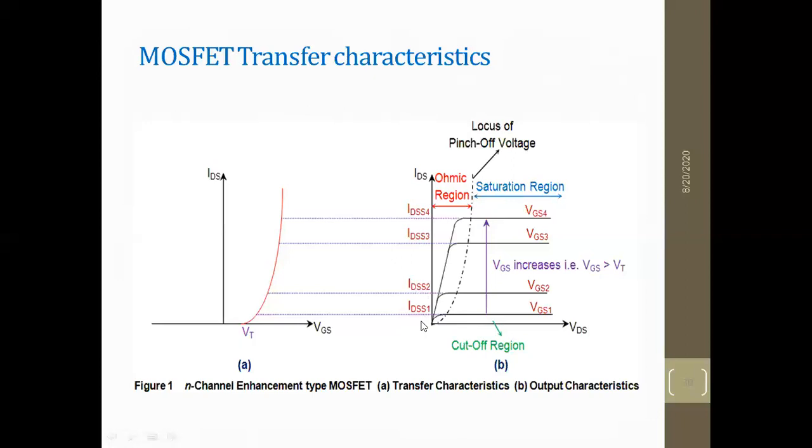Three regions we will observe: the cutoff region, the saturation region, and the linear region. This region shows the cutoff region, where the MOSFET should be in a cutoff or off condition. This is nothing but the saturation region. Above that, there is no controlling of the MOSFET. That is the saturation region. Under this condition, VGS increases greater than the threshold voltage. Therefore, this comes under the linear region or linear operating condition.